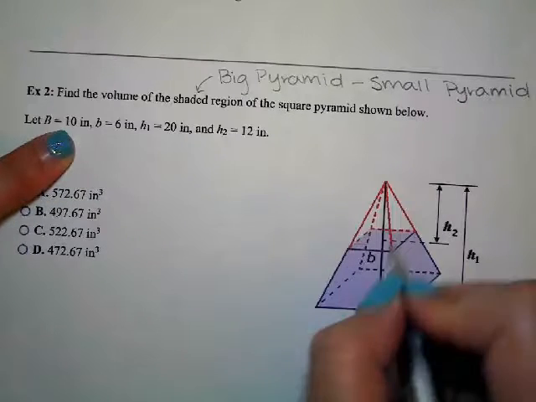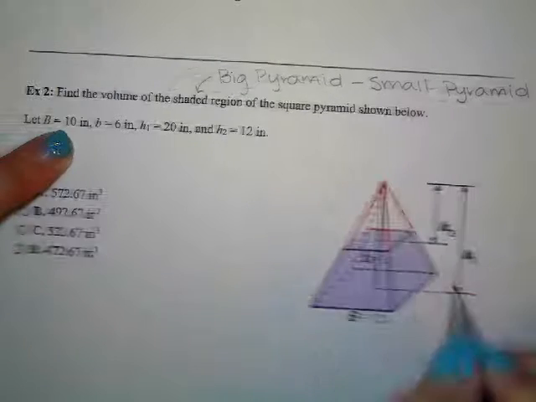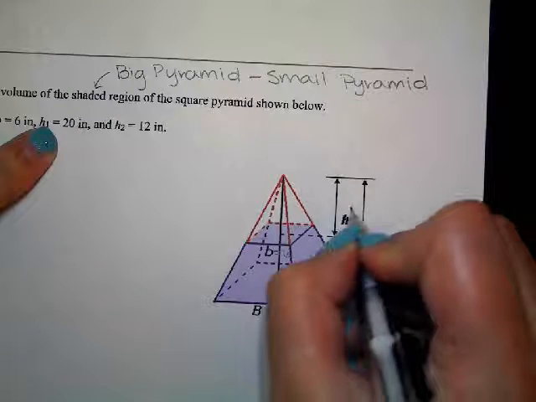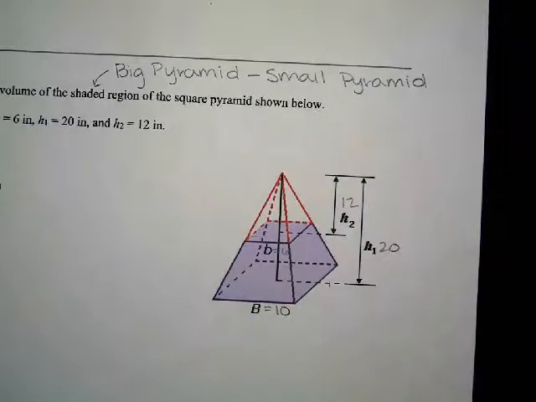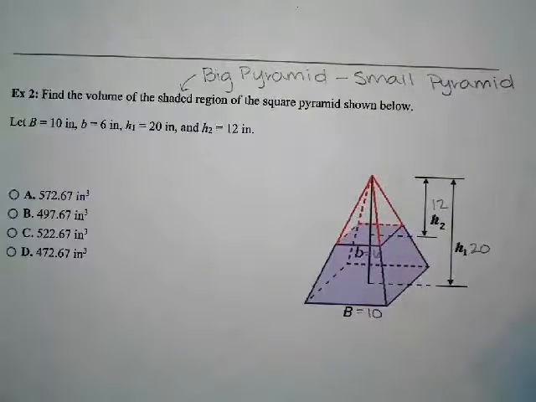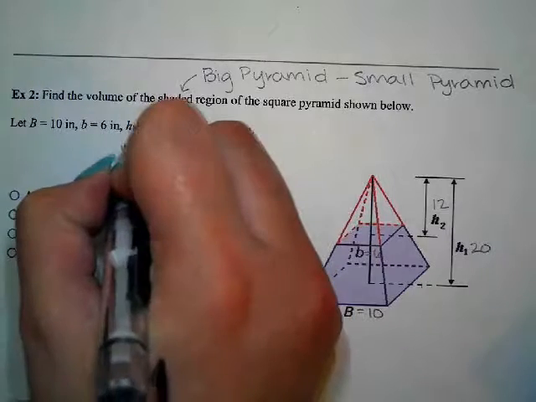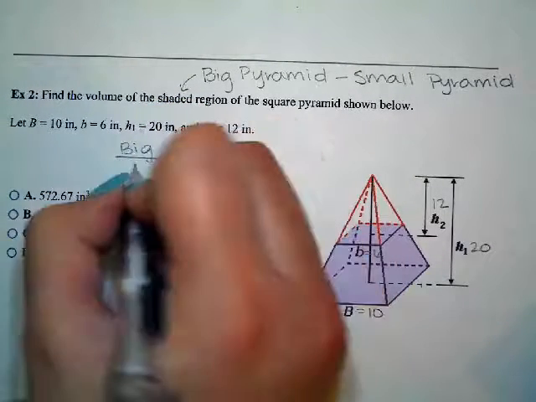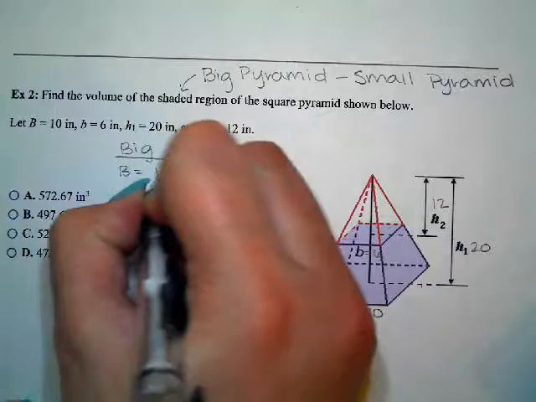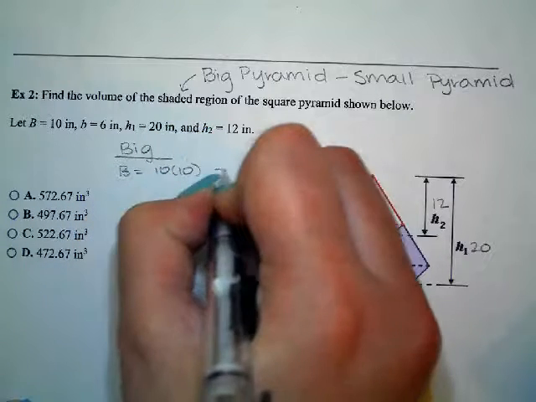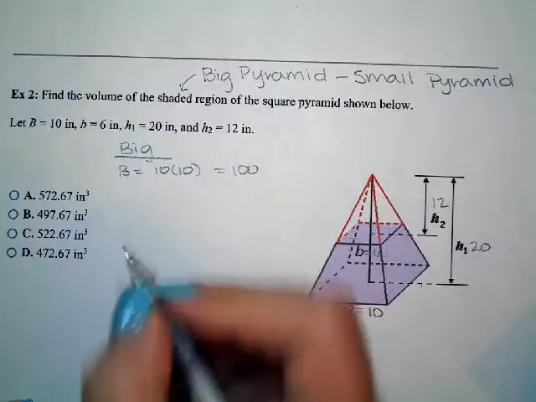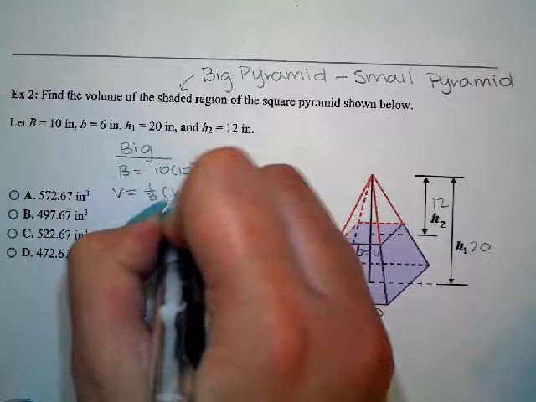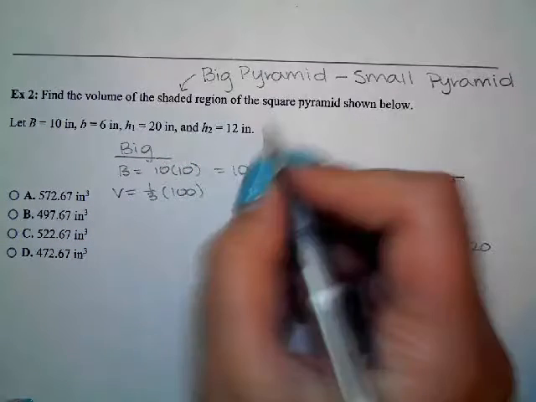10, 6, 20, 12. Okay. So for the big pyramid, we have the area of the base is a 10 by 10. So that's 100. So the volume is 1/3 times 100 times 20.